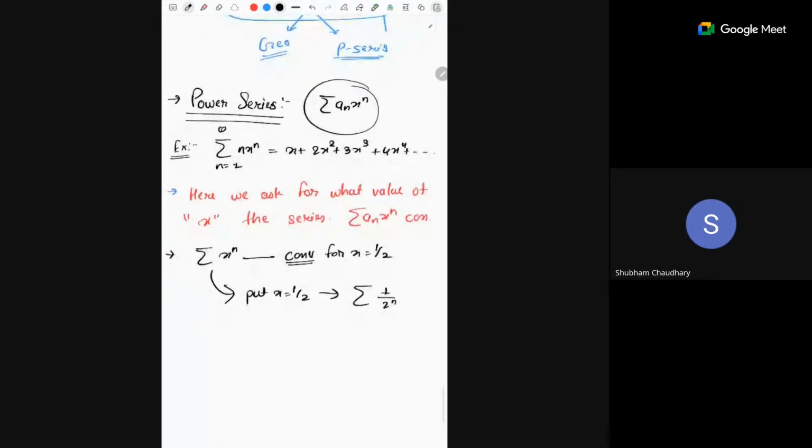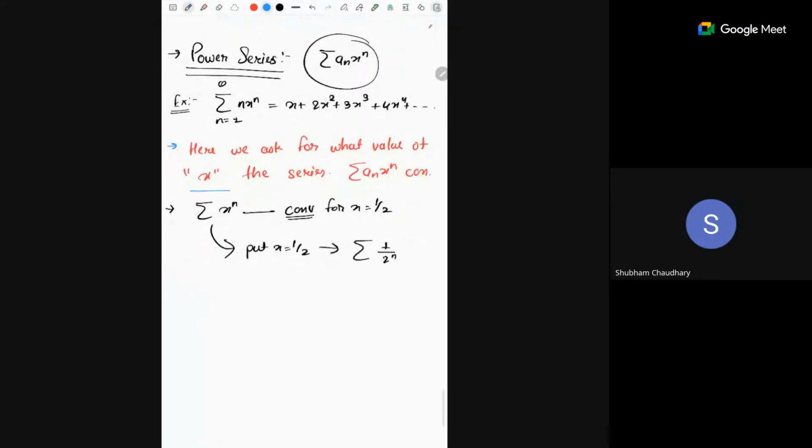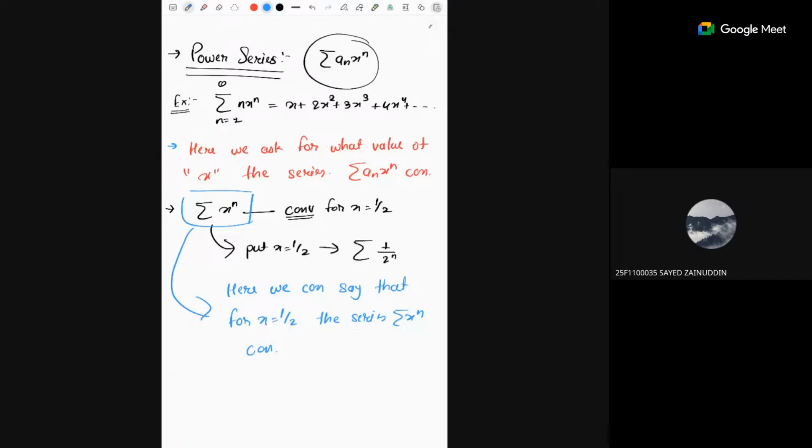So in this scenario, what can you say? We can say that for x equals 1 by 2, the series summation x to the power n converges. So this is the question we will answer in terms of power series: for what value of x you will get a convergent series. I hope that's clear. Is that okay? Fine. Ma'am, can you repeat this?